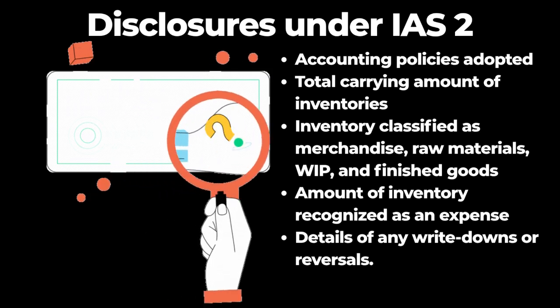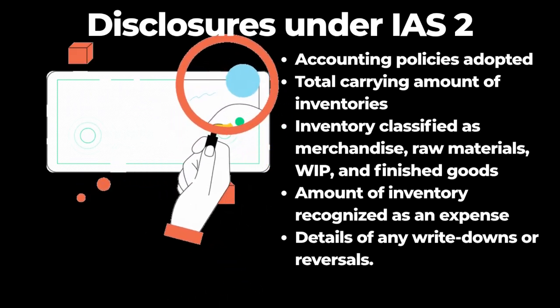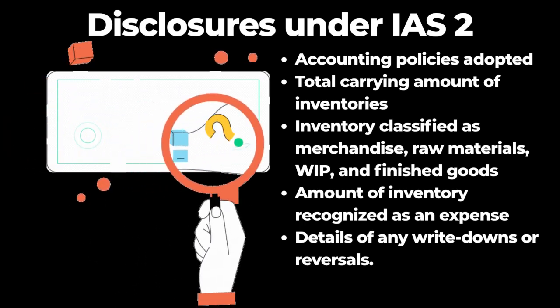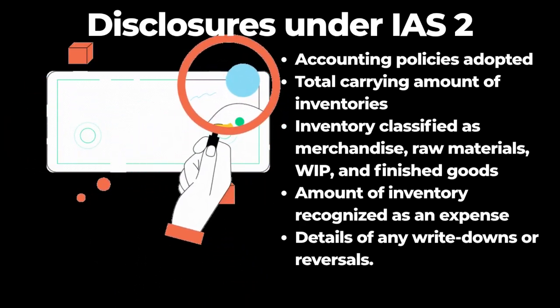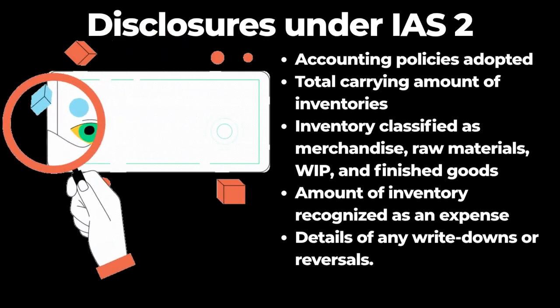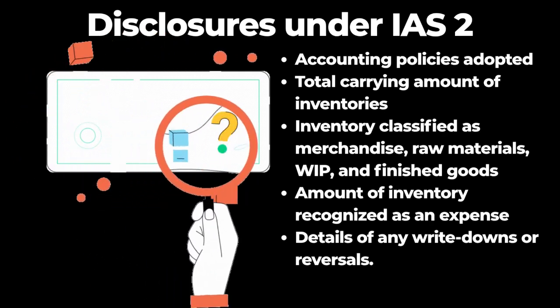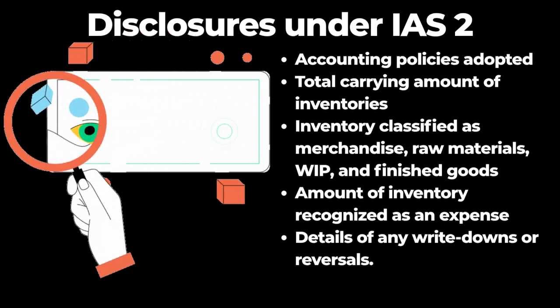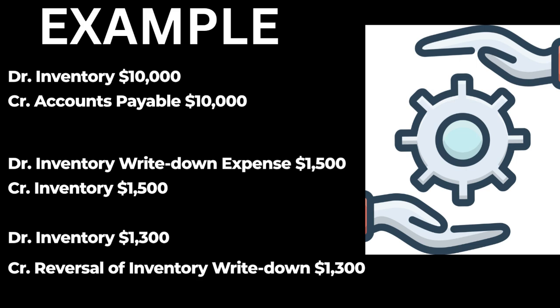IAS 2 requires the following disclosures: accounting policies adopted, total carrying amount of inventories, inventory classified as merchandise, raw materials, WIP, and finished goods, amount of inventory recognized as an expense, and details of any write-downs or reversals.